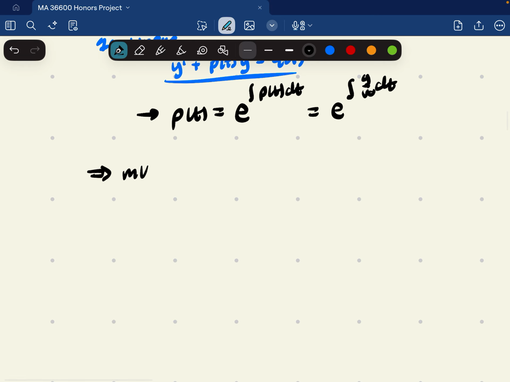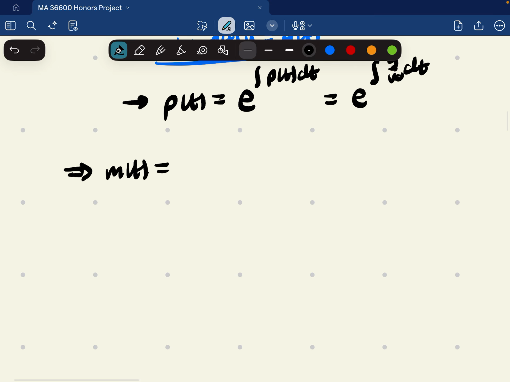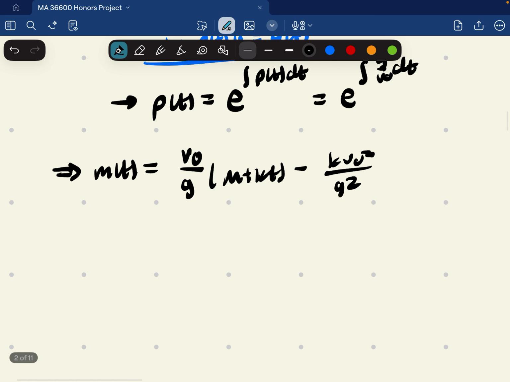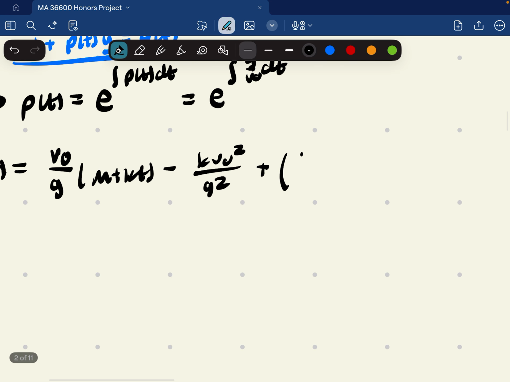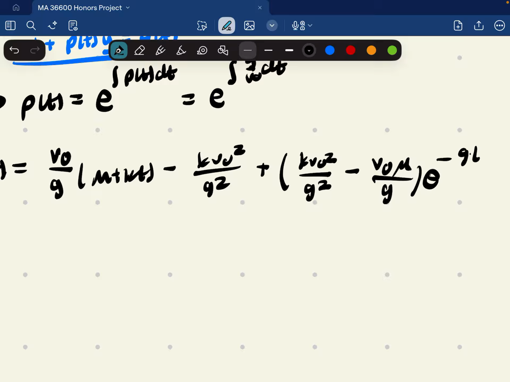But in the end, I'm going to get m of t is equal to this particular function here. Give me a sec. It's going to be this. So v naught over g times mu plus kt minus k v naught squared over g squared, right? There are a lot of variables, but once again, most of these are just numbers. I determined a lot of these coefficients. The only thing that's changing here is t.